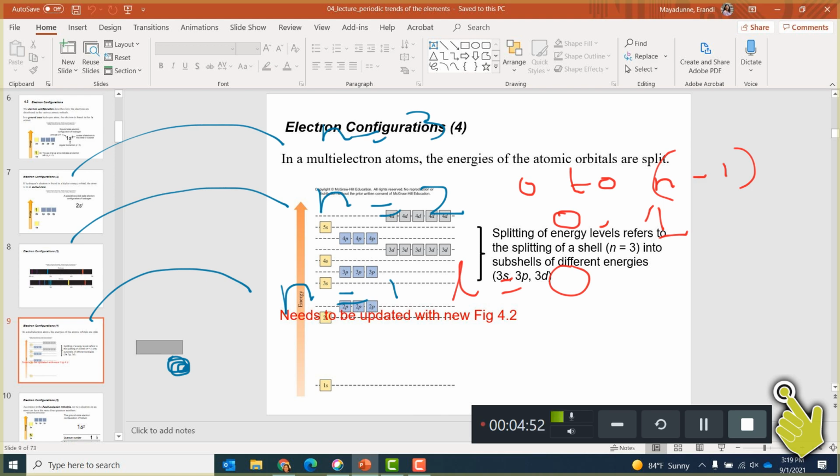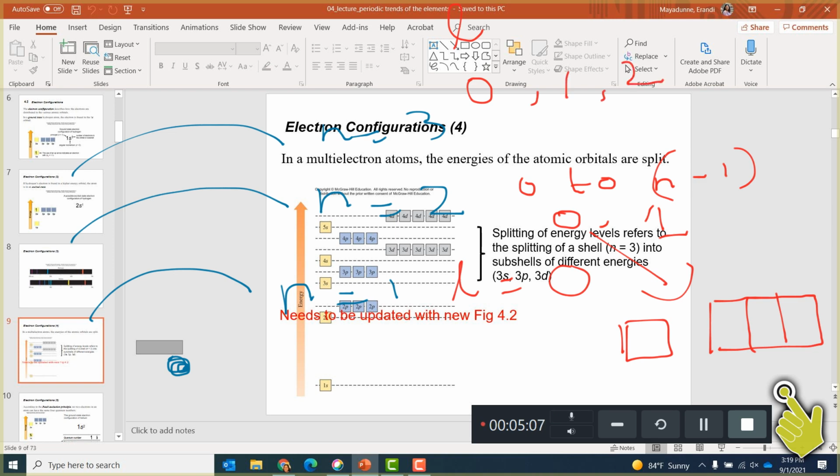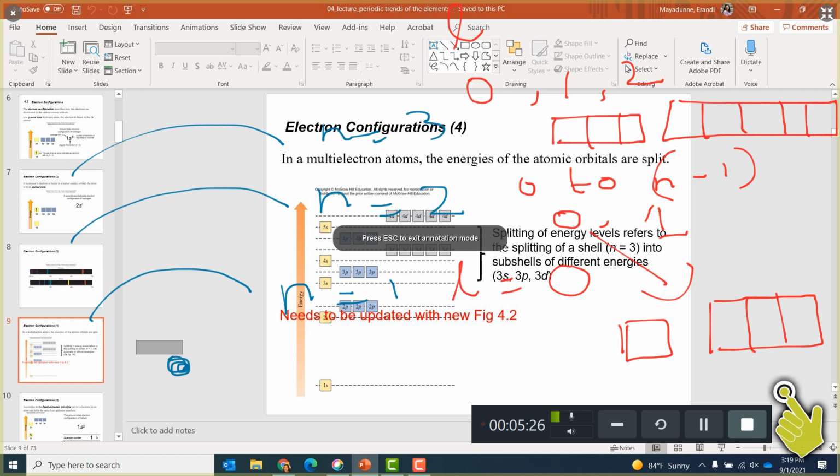For s, you have only 1 orbital, but for p you have 3. You draw it like 1, 2, 3, like that. At n equals 3 level, L can be 0, 1 and 2, because L equals 0 to n minus 1, so 0 to 2. So you have 3 p's, and this is 5 d's, 1, 2, 3, like that. The electrons can be up and down, and that's what these diagrams are showing.